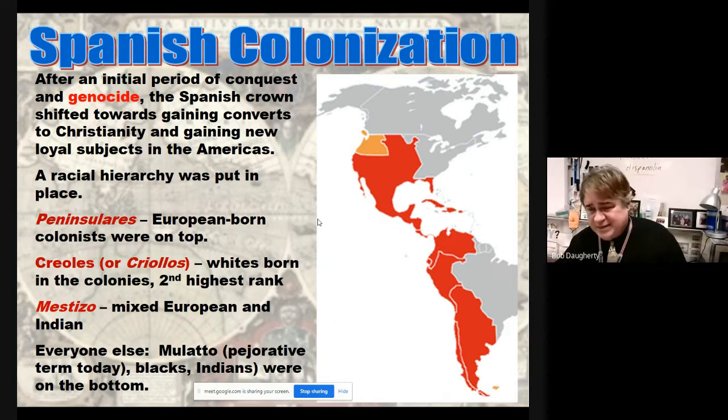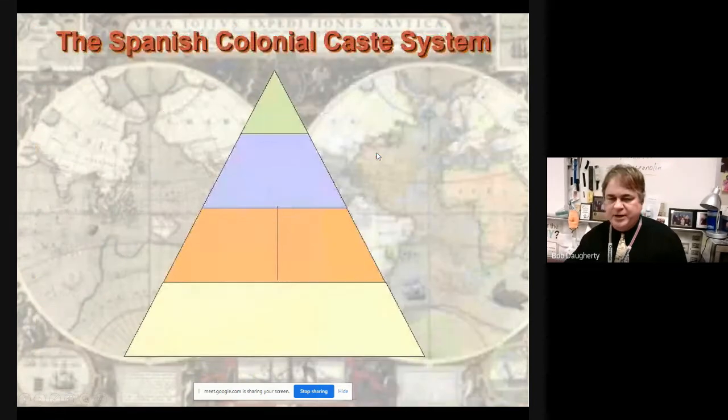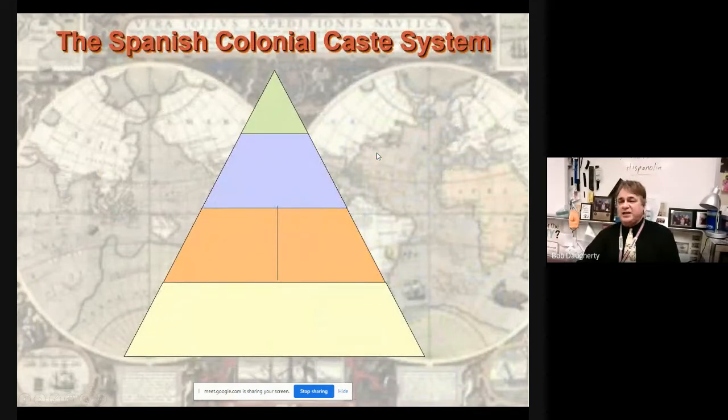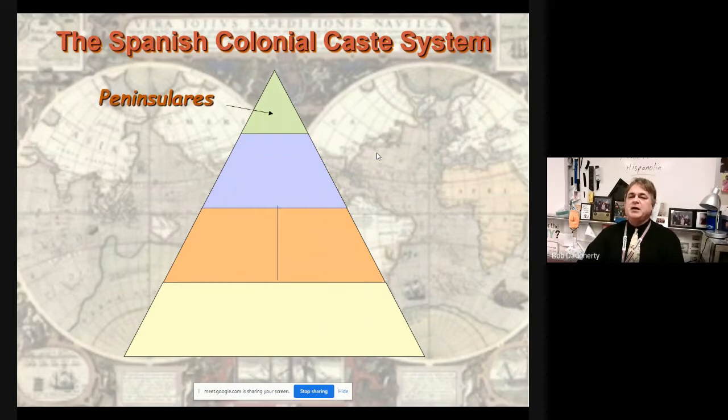Look at the size of this empire, y'all. It's huge. Up here, this area, going up into Alaska, was mainly Russian and ultimately British. So here is the casta or caste system that they had. I am asking that you draw it here and understand it.